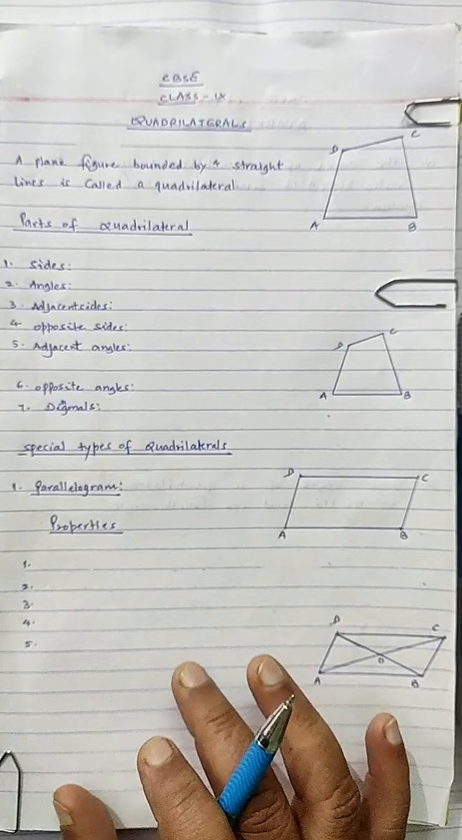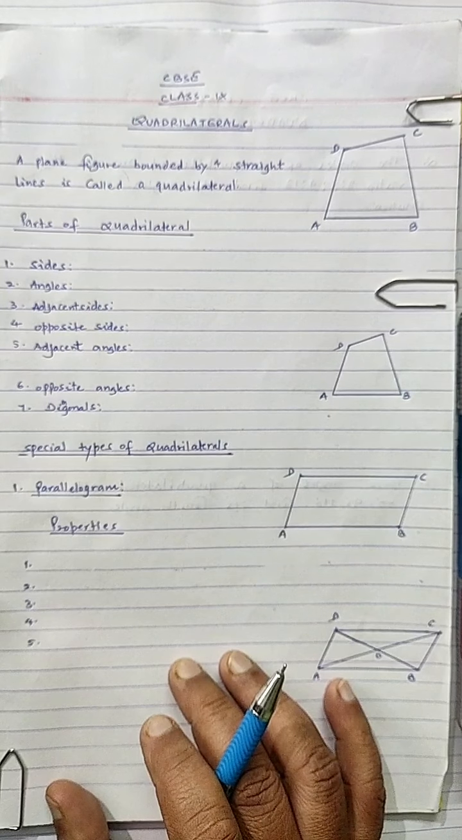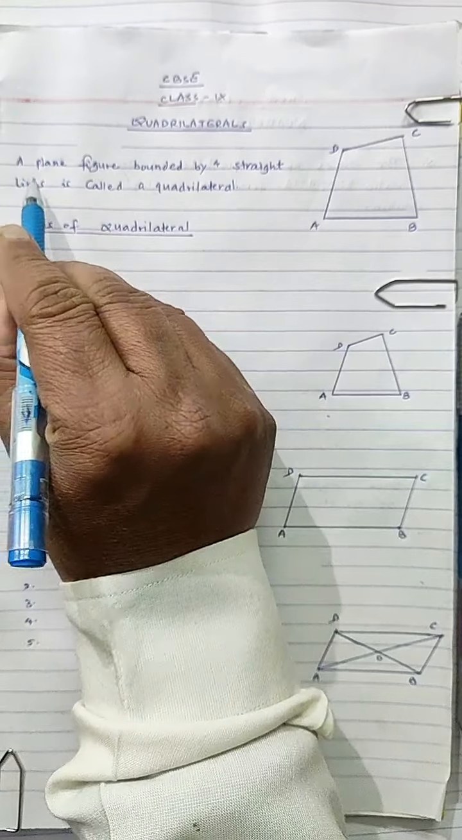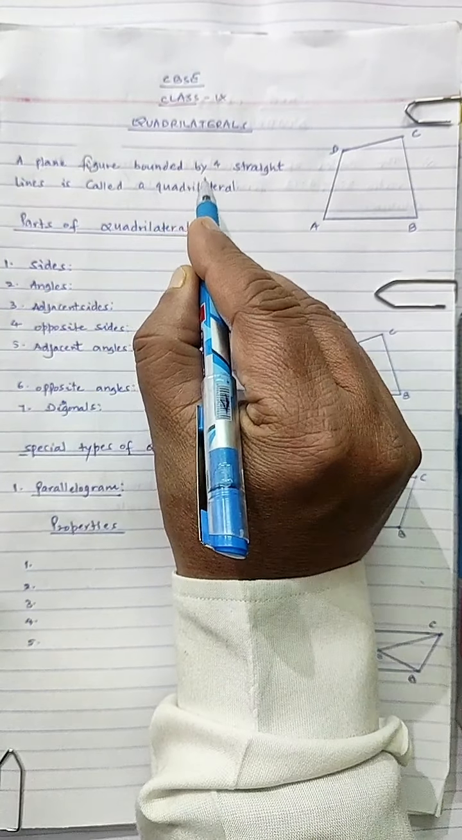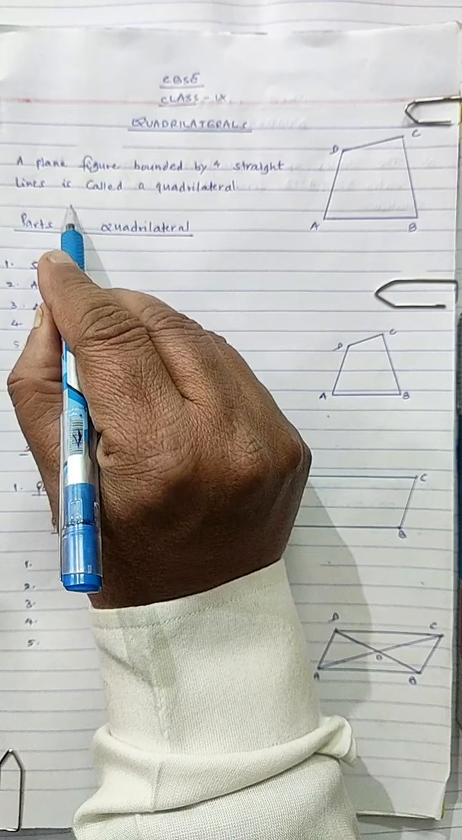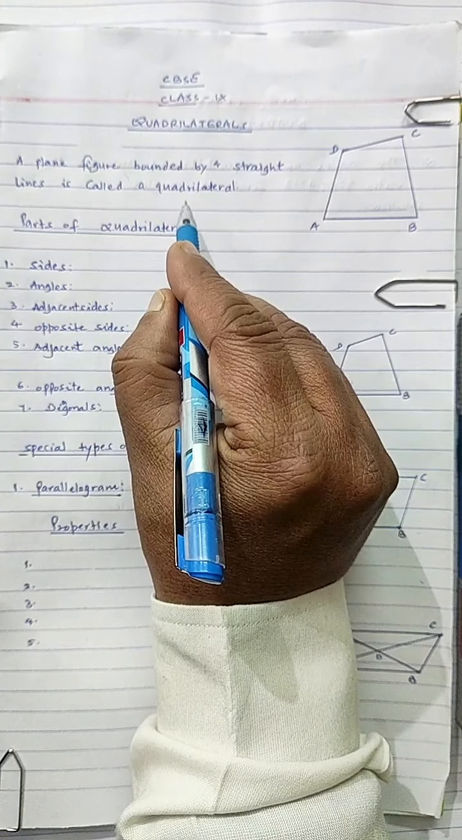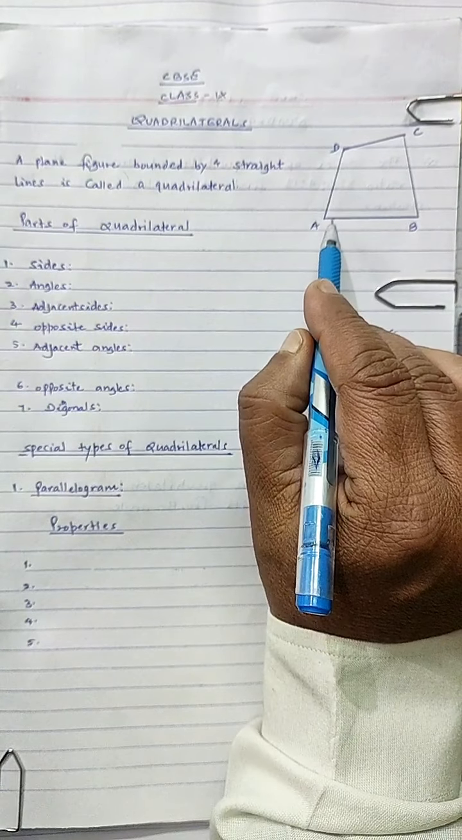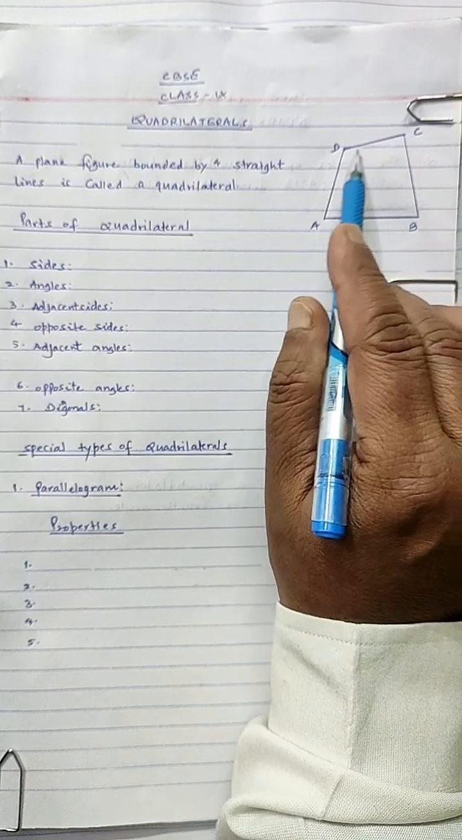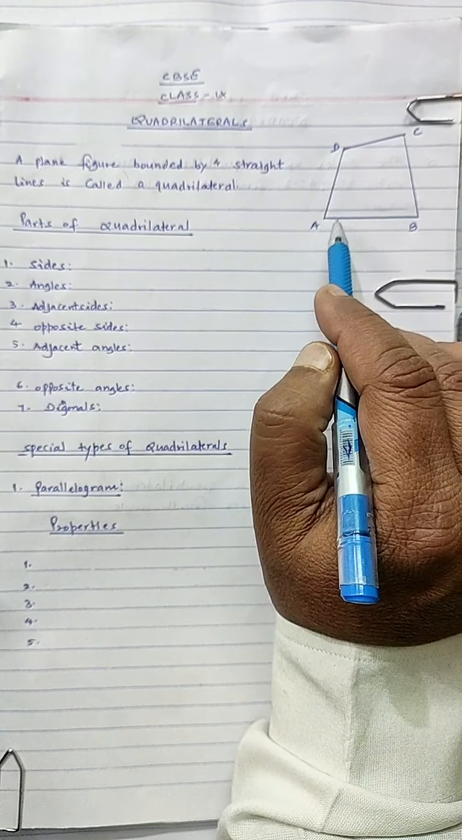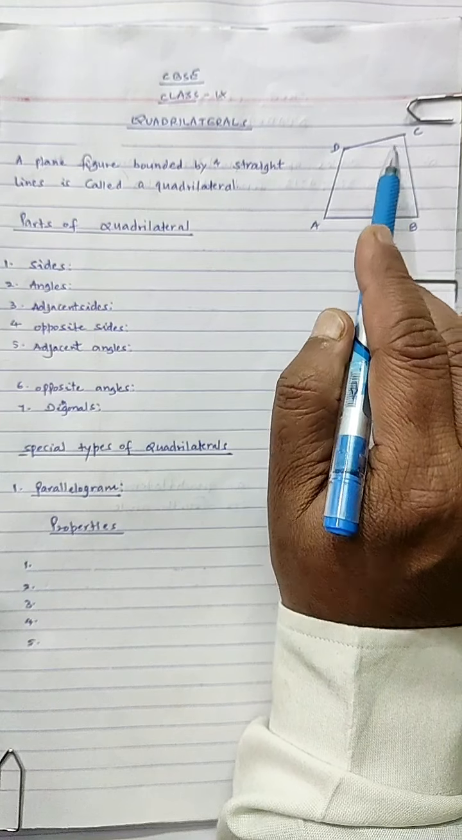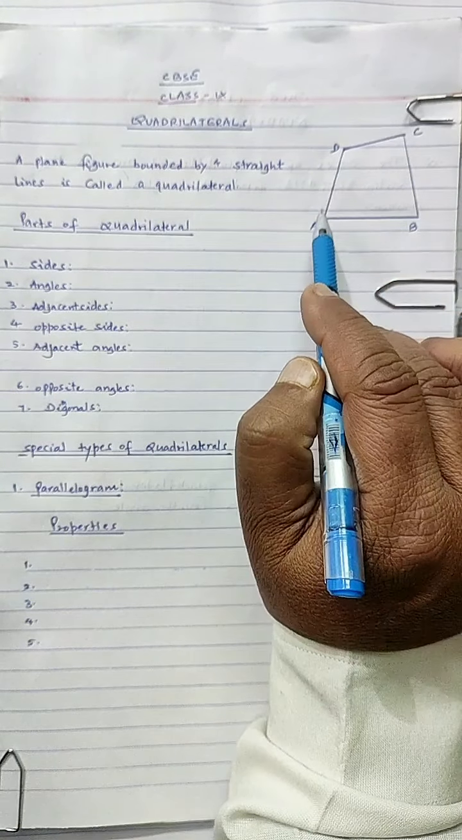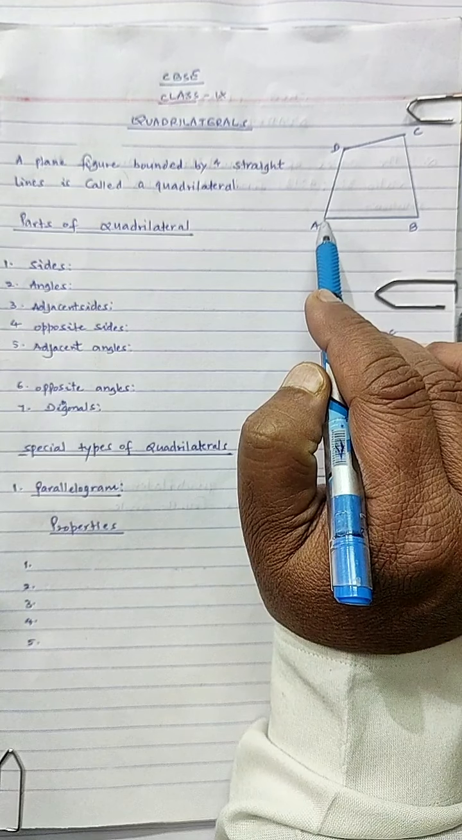This quadrilaterals chapter is in class 8th also, class 9th. So first of all, we'll see what is a quadrilateral. A plane figure bounded by four straight lines is called a quadrilateral. This is the definition of the quadrilateral. You can see I have made a plane figure A, B, C, D. It is bounded by four straight lines AB, BC, CD and DA. So this is called a quadrilateral.